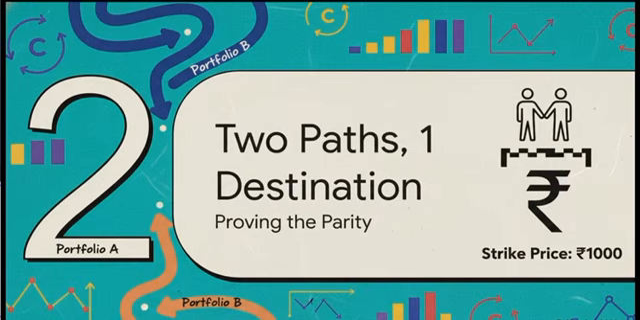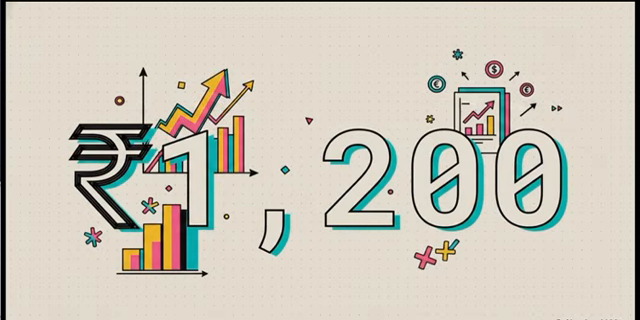Which brings us to section 2. 2 paths, 1 destination. Let's actually prove why these completely different setups are identical twins when expiration day rolls around. We'll set our strike price at exactly 1,000 rupees. Walk with me through this first scenario. Let's say the stock just absolutely skyrockets above our 1,000 rupees strike price. It goes all the way up to 1,200 rupees at expiration.